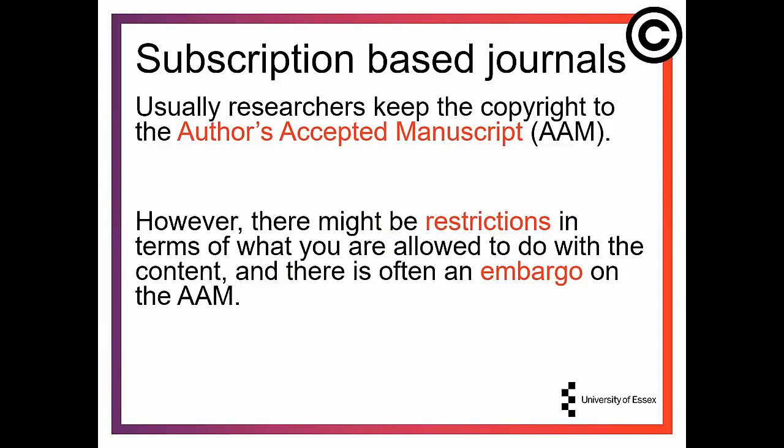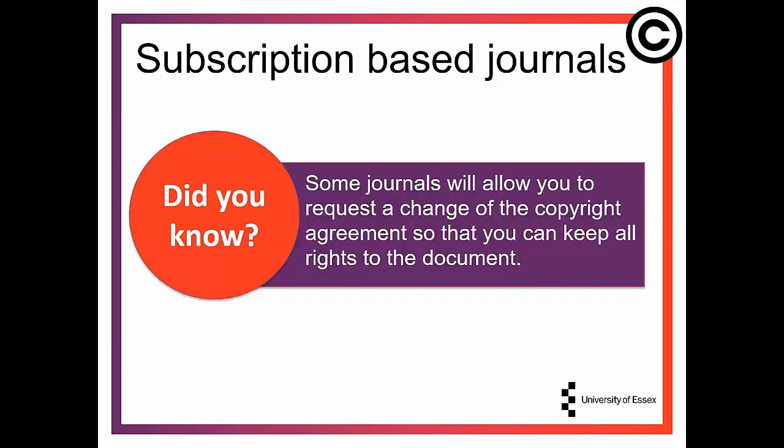Copyright agreements with subscription-based journals usually allow you to keep the copyright to the author's accepted manuscript, or AAM. This is the version of the paper after peer review, but before the journal typesetting and formatting has taken place. When signing any copyright agreements with publishers, it's important to remember that you can request changes to their standard terms. In some cases, you can even change the agreement so that you keep all the rights to the document. If you want any help with this, do get in touch with the library.